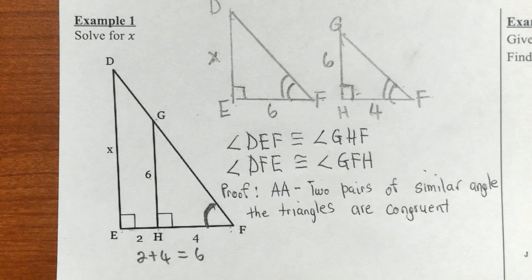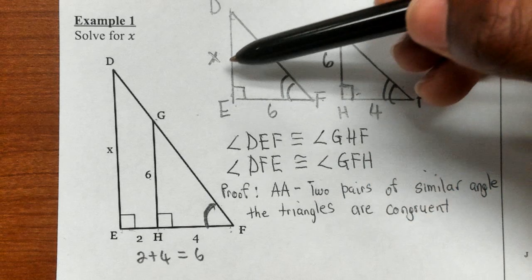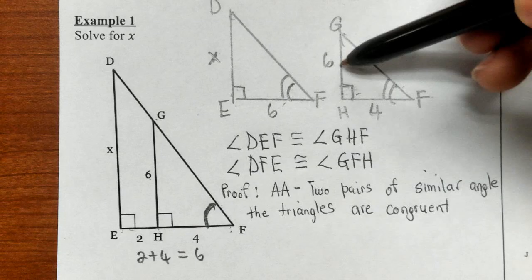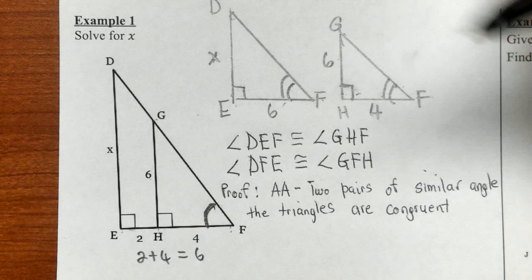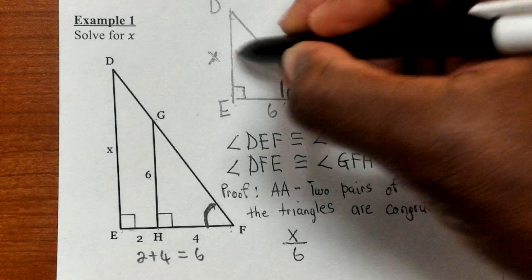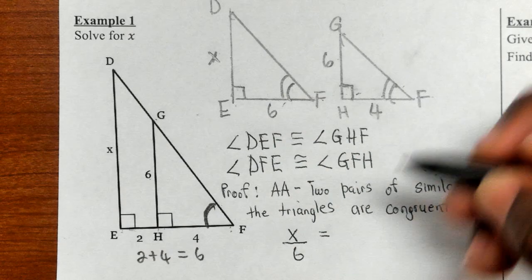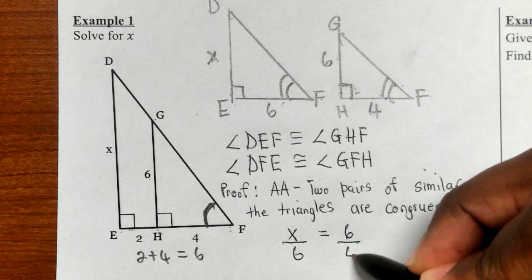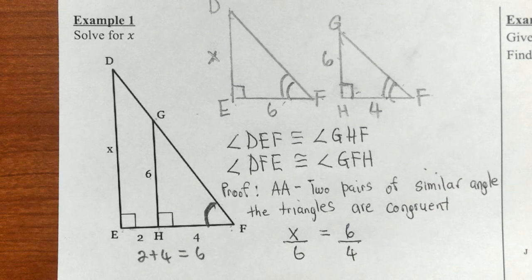So what we're going to do is set up something called proportions. Proportion states that this side divided by this side is equivalent to this side divided by this side. So we're going to state that x divided by 6, this side divided by this side, is equivalent to this side divided by this side, which is 6 divided by 4. So let's try to find the value of x.